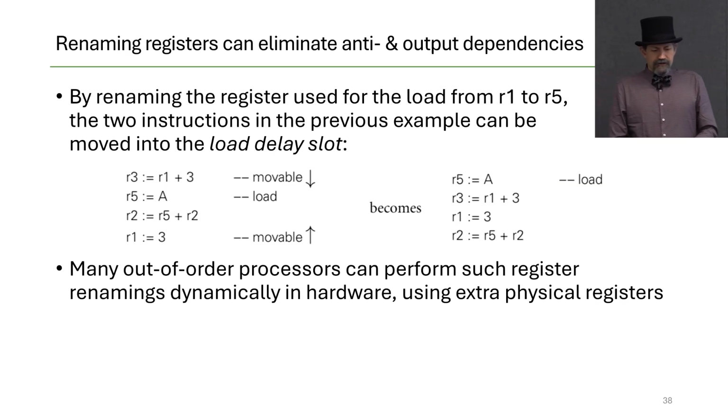So for example, in the example that I showed you before, instead of using register R3, which is used by a different instruction for the load, we can use register R5. That allows us to move the instruction above down below the load, and then we'll also be able to move the instruction at the bottom up. And so now we can create two spaces beyond the load for the load to happen.